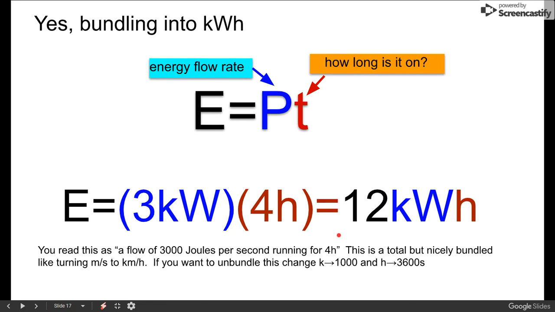Now, what if you want to unbundle it? It's dead easy. 12,000 times 3,600 seconds. The conversion is quite easy. In fact, I wouldn't dignify it with the conversion. You're just swapping out K for what it means and H for what it means.